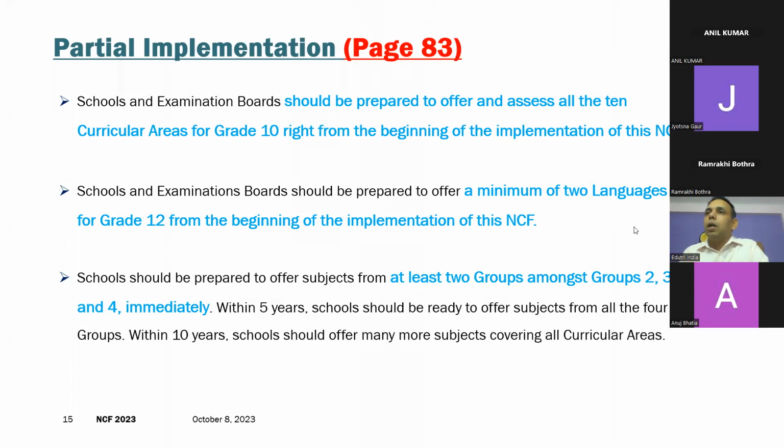I'm telling you, from the beginning of the implementation of the NCF, within 5 years, school should be ready to offer subjects from all the groups, and within 10 years, school should offer many more subjects covering all curricular areas. So they have given you time. At present, you can choose whatever subjects you have. In years to come, you can add more subjects, and they are saying in 10 years, you should have all the subjects.